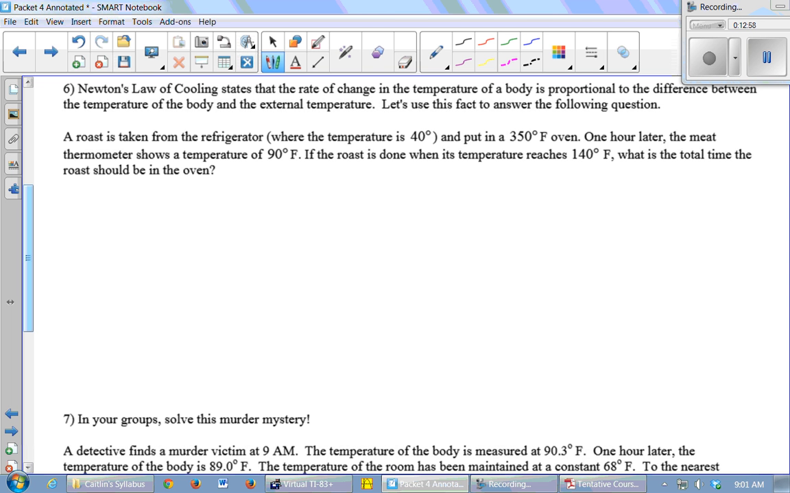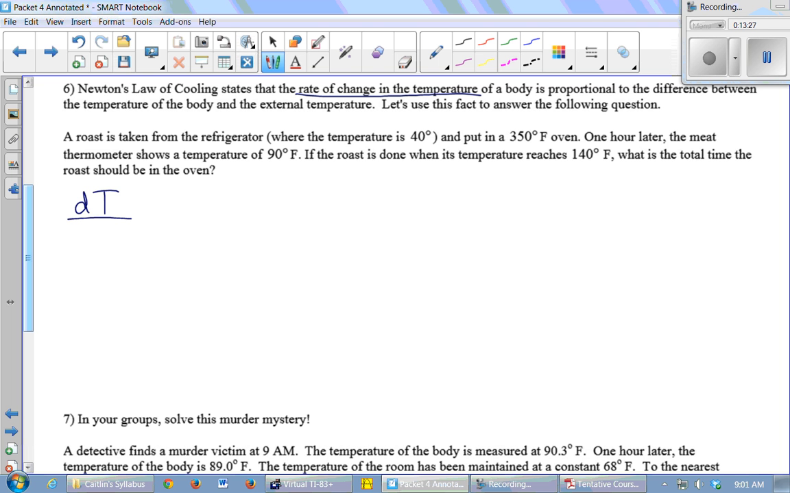All right, so Newton's law of cooling. The rate of change in the temperature is proportional to the difference between the temperature and the external temperature. So let's see if I can write a differential equation. Rate of change of temperature. So I need a variable to represent temperature. What do you want to use? T, maybe capital T, because we have also time in here. We'll use little t, and we'll just be careful to differentiate.